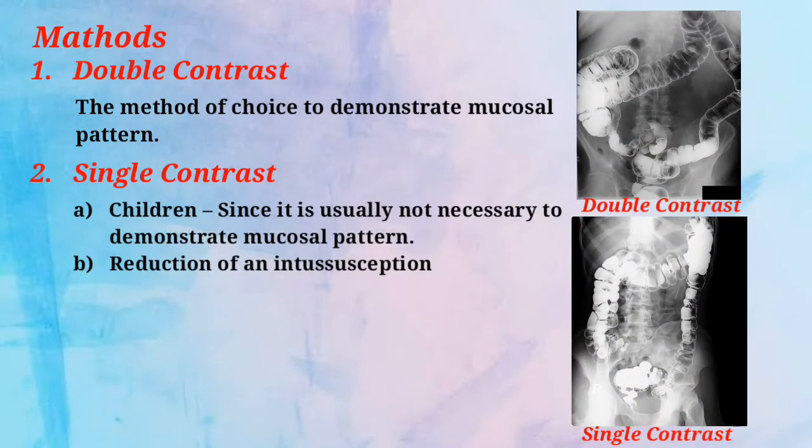This test is usually done in two ways, and this video will highlight both of these methods. Double contrast is used to demonstrate mucosal pattern, and single contrast is used in children, since it is usually not necessary to demonstrate mucosal pattern or reduction of an intussusception.